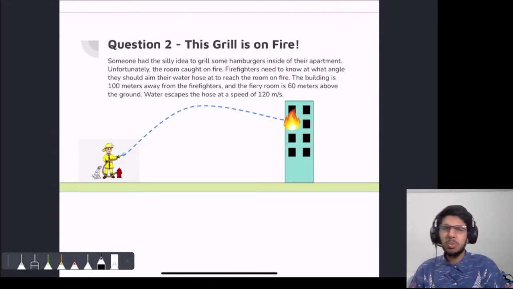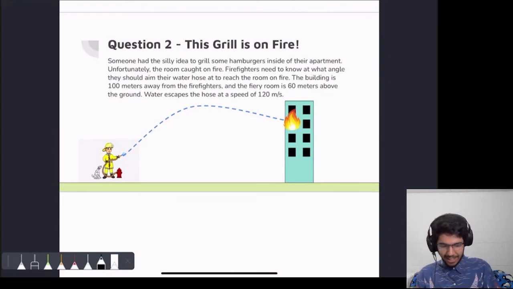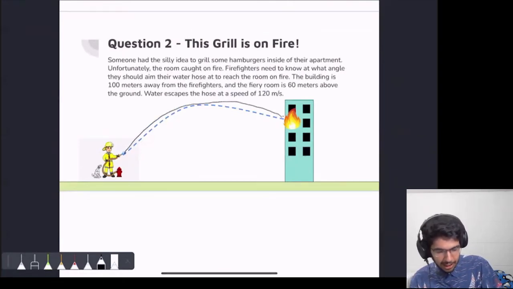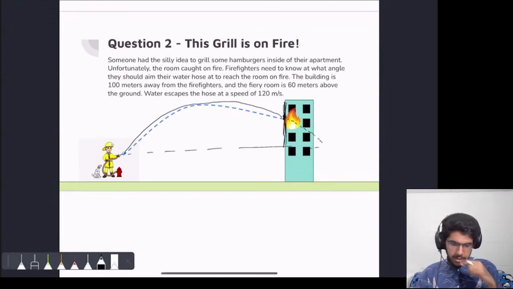Okay, so we're dealing with something similar, right? Except now instead of a soccer ball, we're dealing with water from a hose. And excuse the dotted line, but really it's following a parabolic path. Except it's getting cut off at some point, right? This path would continue until we reach the same height. But it's being cut off when it reaches the fire. Right? So, let's just read the problem.